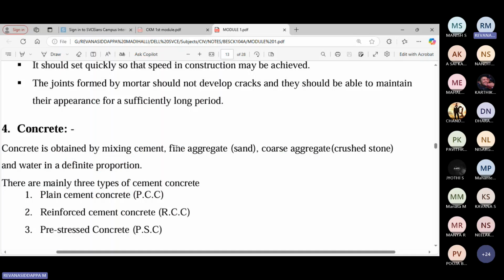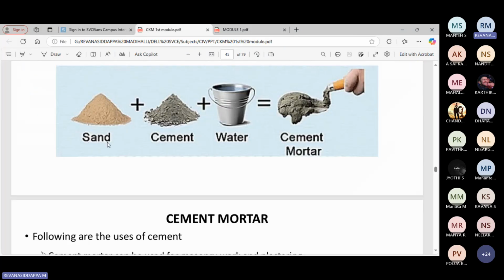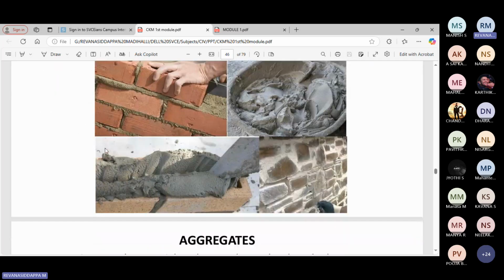So concrete, as I said, is the upgraded version of the mortar. Along with cement, sand, and water, we will be adding one more ingredient, that is coarse aggregates. I will show you a picture of the concrete.